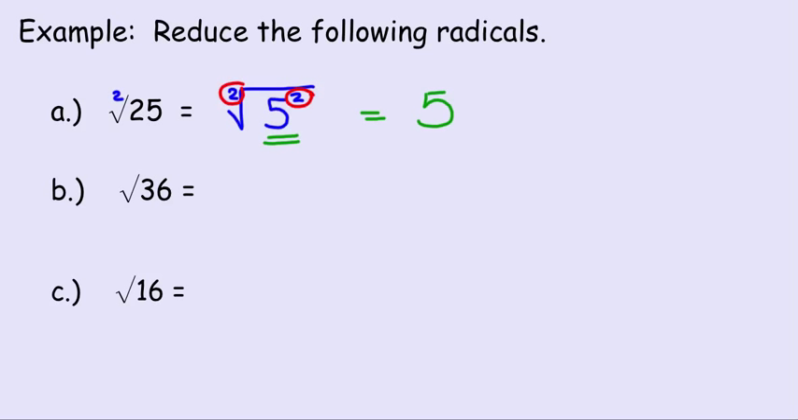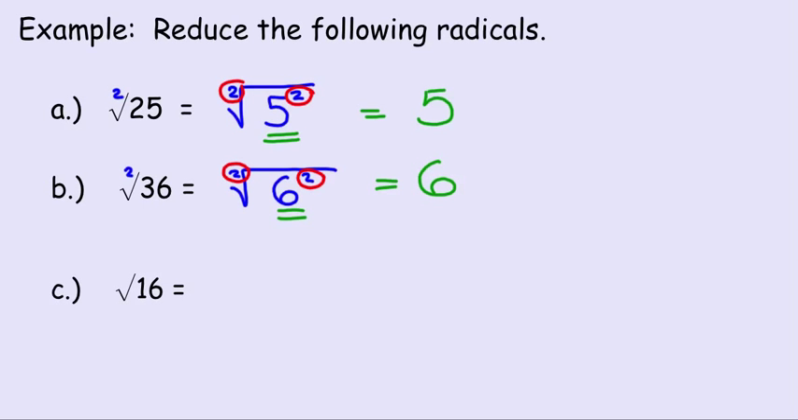Let's do the second example. The index is 2. It says it's a square root of 36. So our index is 2. We can break down 36 as 6 times 6, or 6 squared. Well, our index and our power match up. Here's our index. Here's our power. So we're left with 6. So we say the square root of 36 is 6.